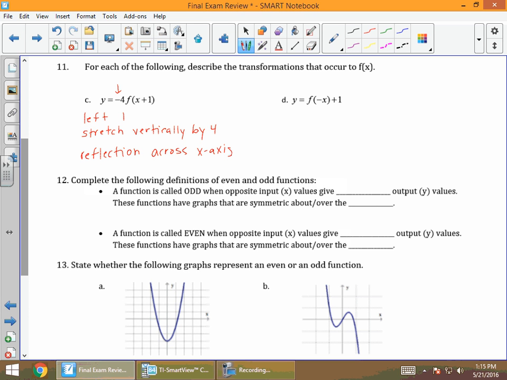For D, if I look inside parentheses, I just have the negative. So that's a reflection over. And if I think about my flip for my x's, my flip is going left and right, which means it would have to go over the y-axis. And on the outside, I have a +1, which means it went up 1 unit.